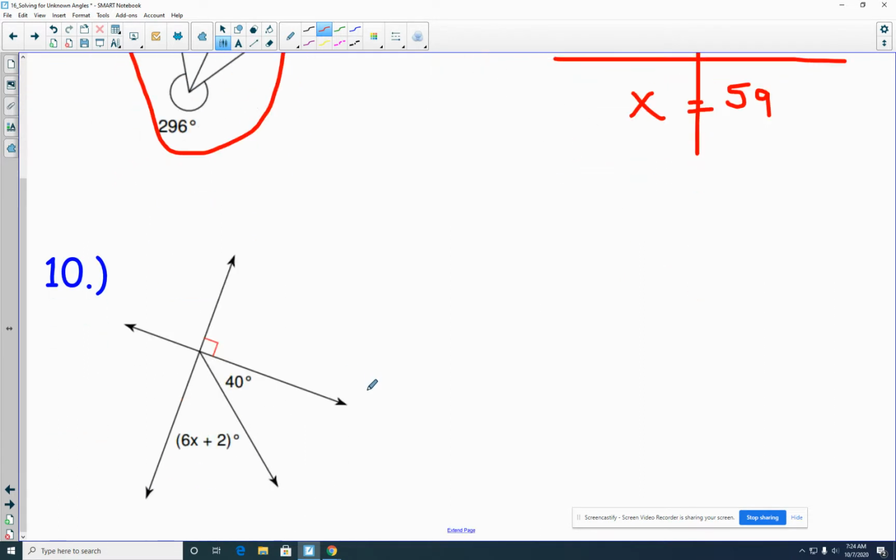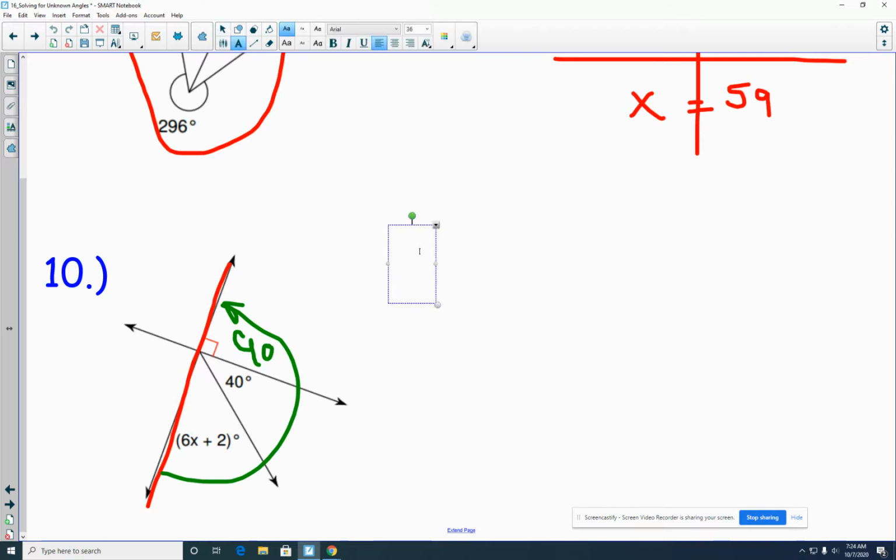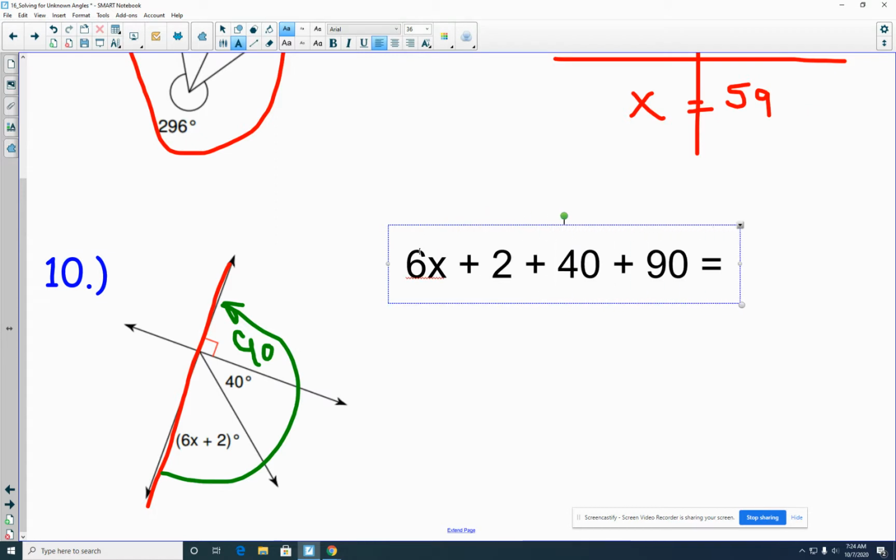All right, number 10. So number 10, I see a right angle symbol, but I also see this straight line. So I'm just going to stick with angles that form a straight line, sum to 180. I have my 90 here. I'm going to add 1, 2, 3 up and set it equal to 180. So we have 6x plus 2 plus 40 plus 90 equals 180.